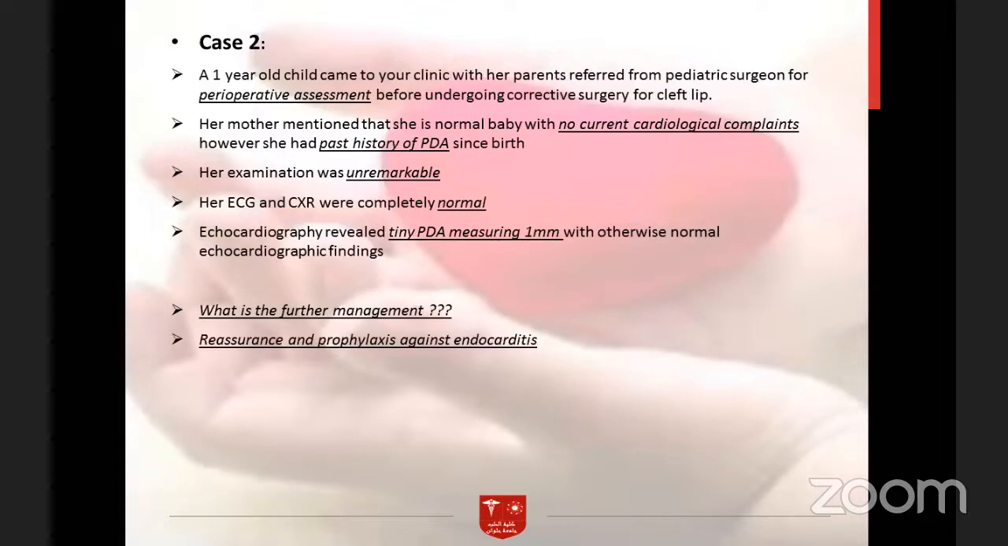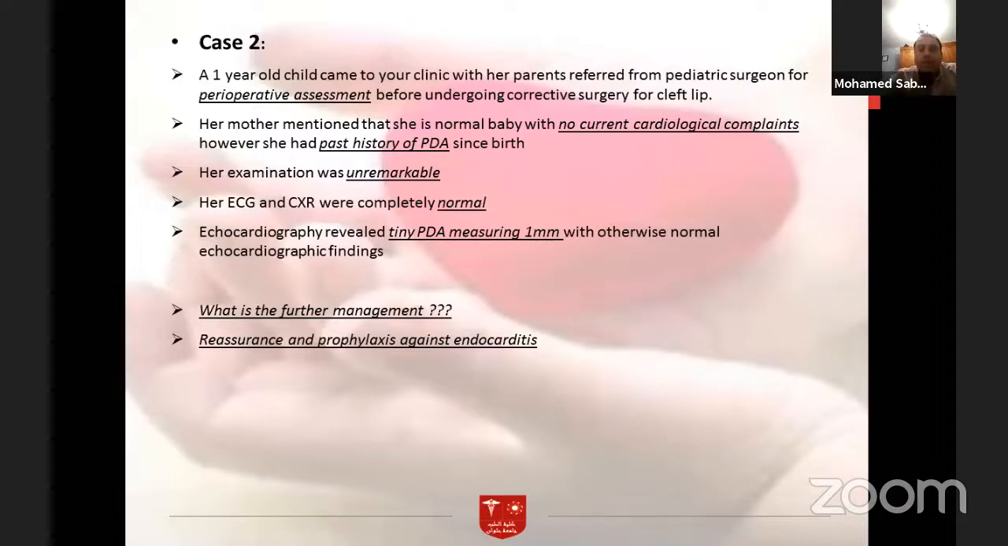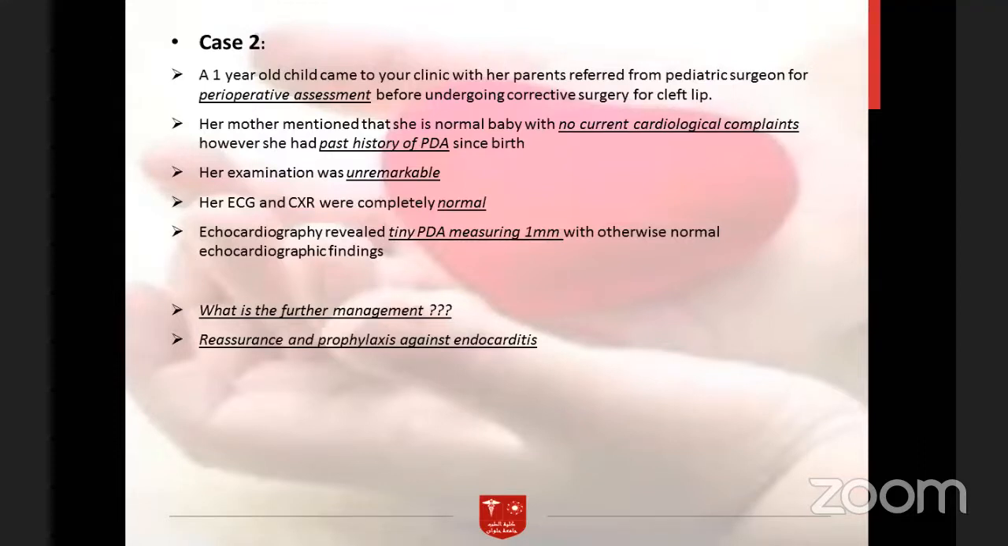Okay, so your recommendation will be prophylaxis against infective endocarditis before the surgery. You will just reassure the family, and there is no need for further investigations, or definitely no need for doing her cath. Am I right, Dr. Muhammad Sabir? Yes, Dr. Khalid, cath has no role because this PDA is hemodynamically non-significant for the time being. Okay, thank you so much.